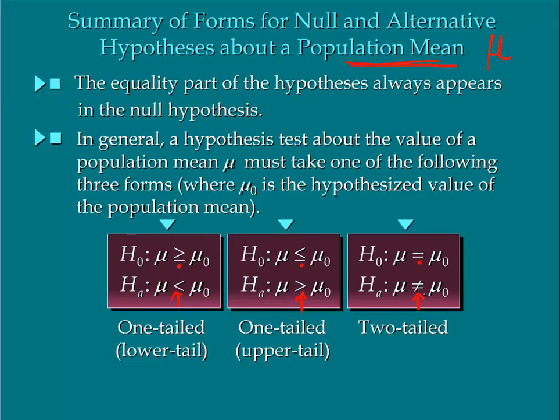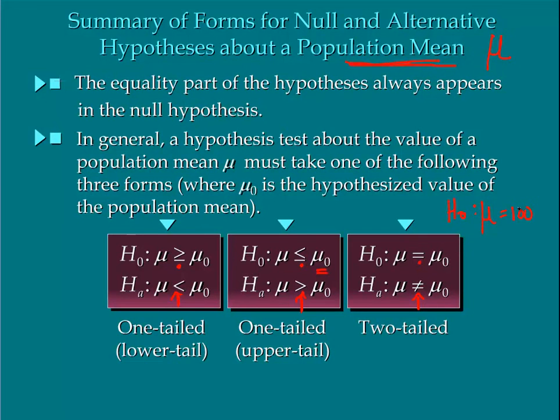Okay. Now let's just read this. In general, a hypothesis test about a value of a population mean mu must take one of the following three forms, where mu0 is a hypothesized value of the population mean. By the way, this is just some particular value, so the average height of all people or something like that. So it's actually some specific value. For a quick example, mu0 is just something like mu equals 100. It's just a placeholder for a particular value.